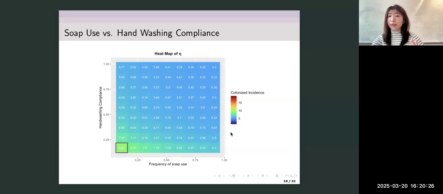So we increase both of these values, and we can tell that increasing the frequency of soap use along with increasing our hand washing compliance helped us significantly reduce the incidence of colonized. Based on the gradient, you can tell that hand washing compliance seems to have a slightly bigger impact on the colonized incidence. However, we strongly recommend long-term care facilities to pursue both higher hand washing compliance and also more soap and water use in general.